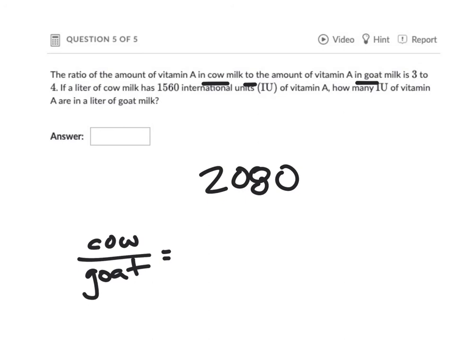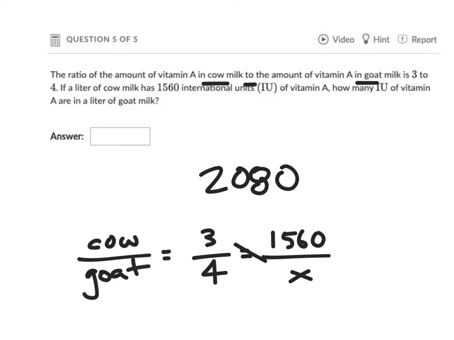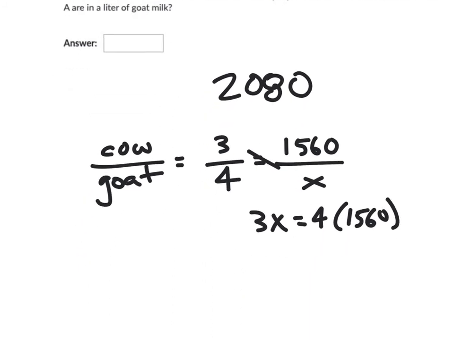So all I did was, it says cow to goat. That helped me write this out. So then I did 3 to 4, and then I wrote out 1560, because that's cow, 1560 over x. And all I did was set up a proportion. So 3x is equal to 4 times 1560. I did the math.